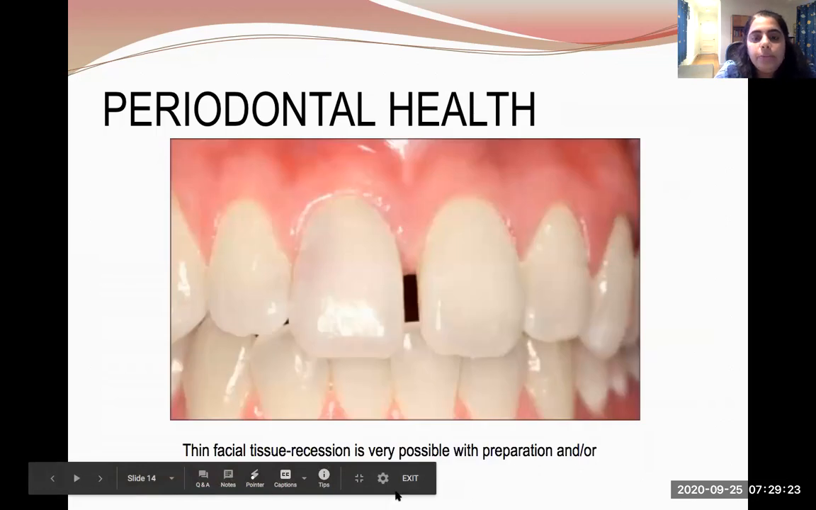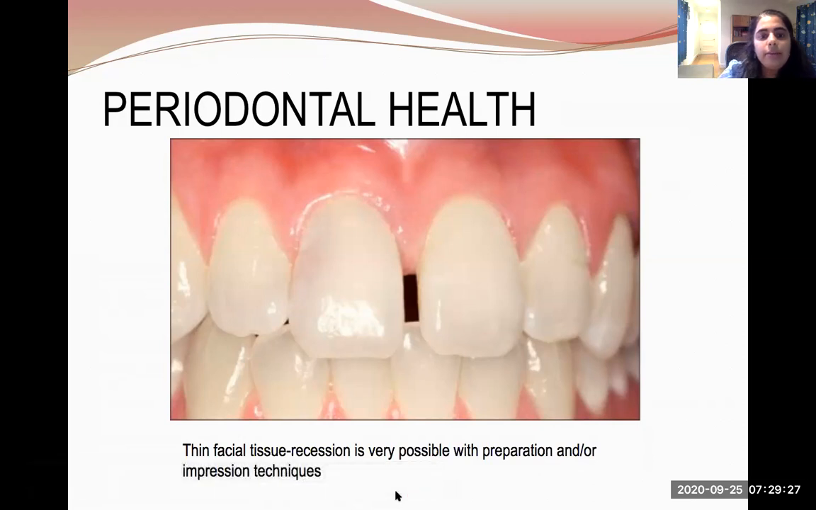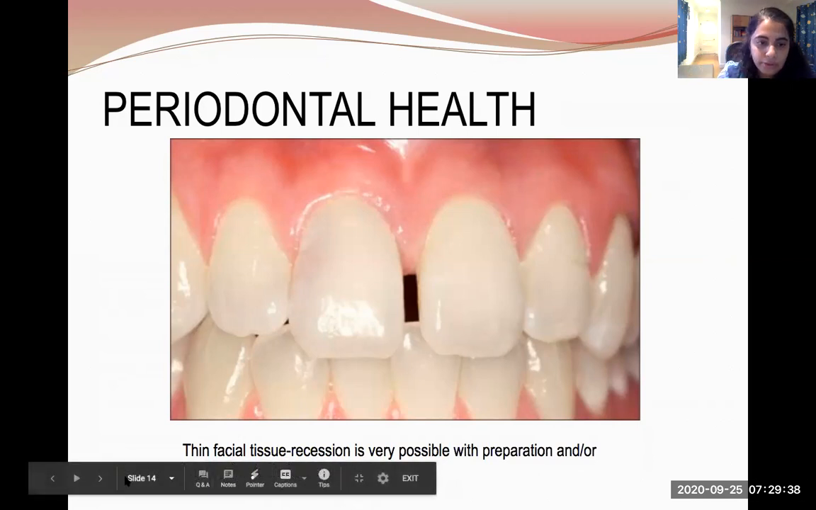And then we have to make sure that we actually place the margins a little bit subgingival in such cases, because we want to err in the case that if there is a recession, then the margins don't start showing.